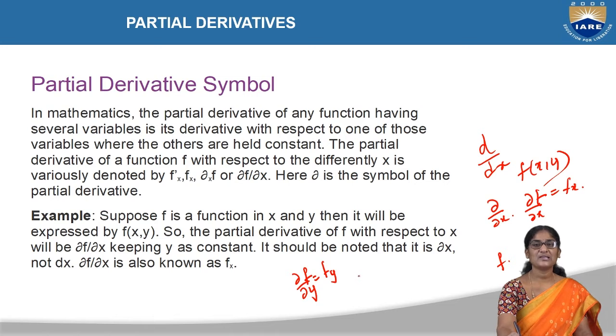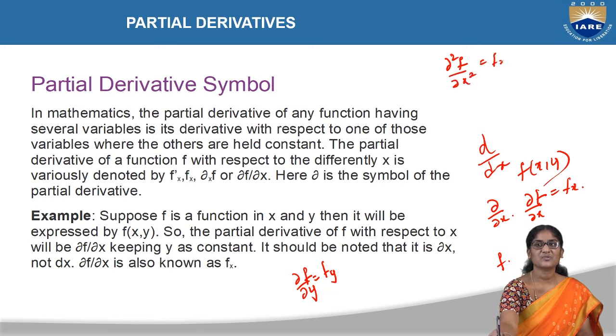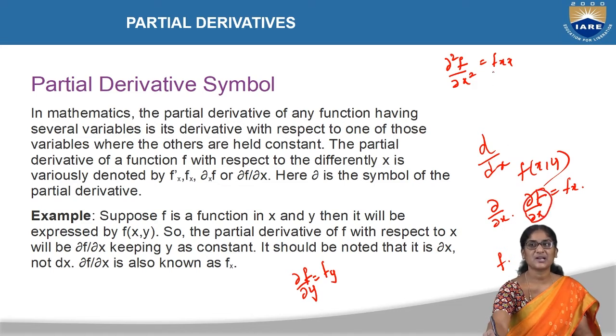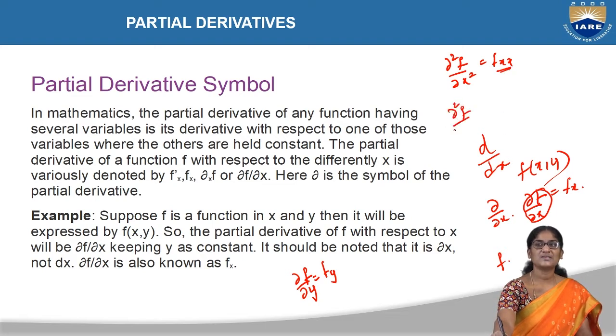As we have only two independent variables, we get only two first order partial derivatives, that is dou f by dou x and dou f by dou y. The second order partial derivatives can be represented by dou square f by dou x square, that means f double x. Whatever value you got here, again we differentiate with respect to x to get the second order partial derivative, symbolized by f double x. Similarly, dou square f by dou y square is given by f double y. So we will get three second order partial derivatives.